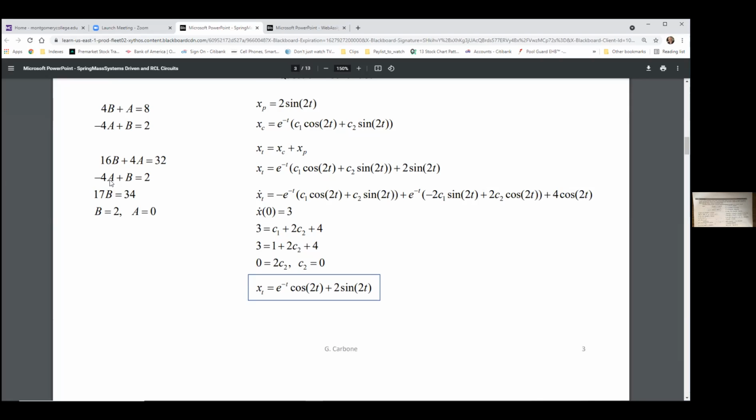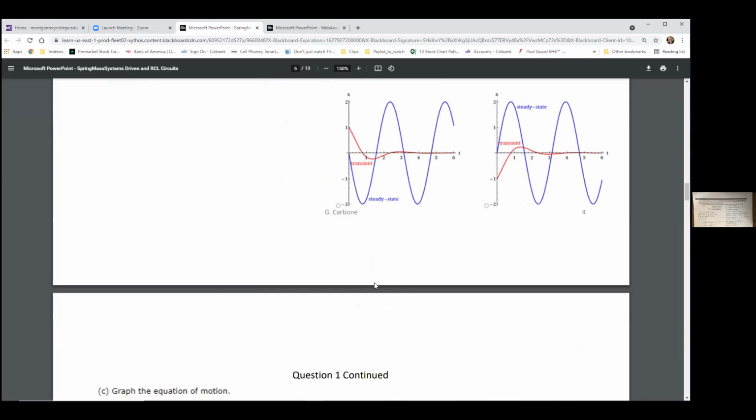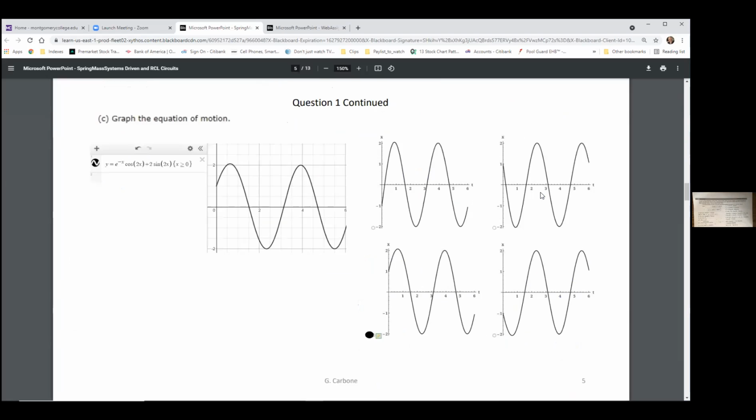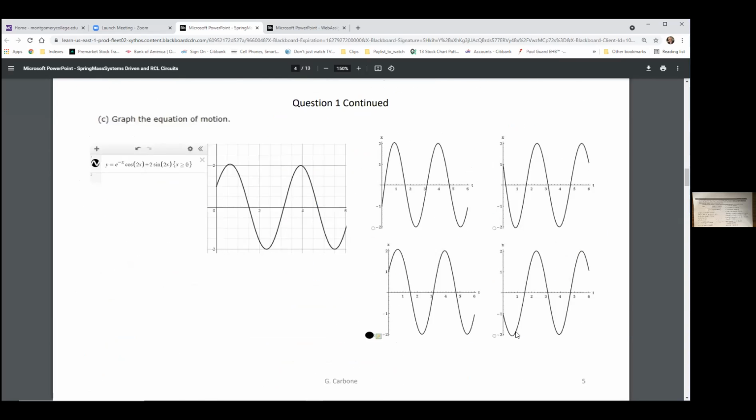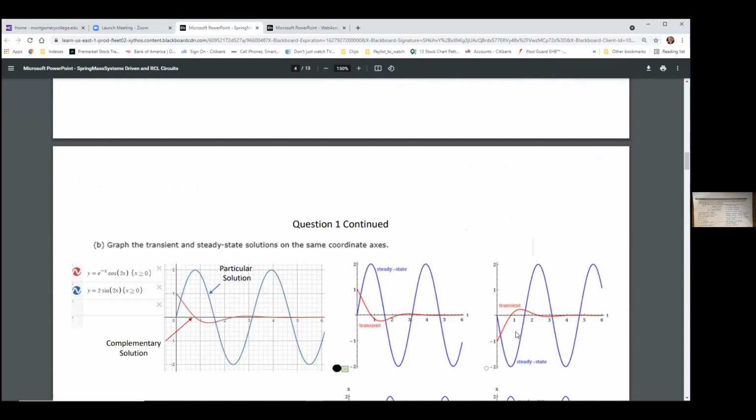Yeah, and just let me show you, the reason why I went here too is I wanted to show you the graphs. Okay, so this is the total solution, and that's what we have here. When you add these two together, this is what you get. So once again, now this is the particular solution, and this is the complementary solution, but the particular solution is also the steady state.